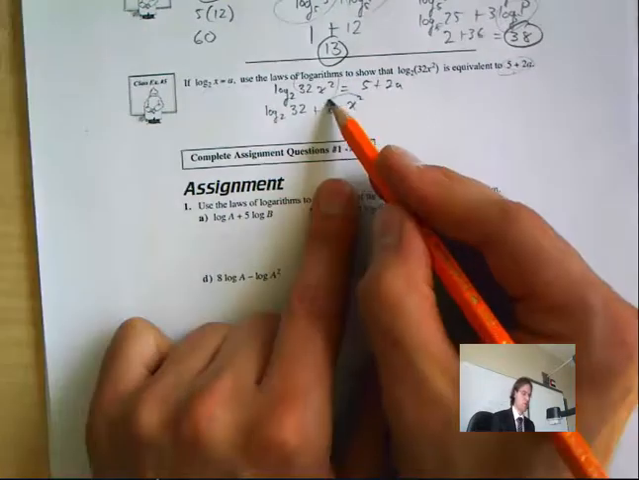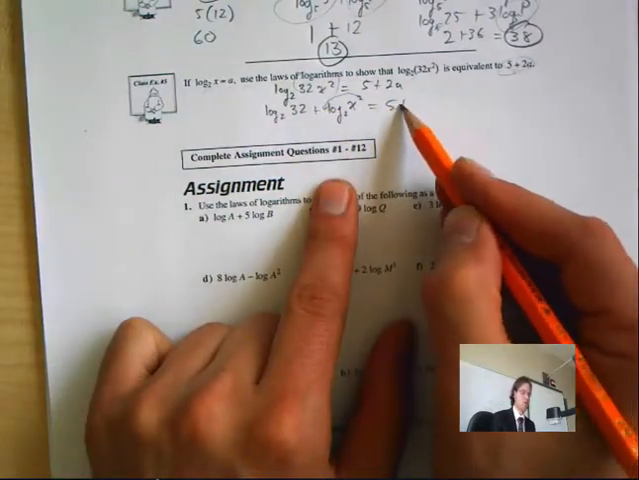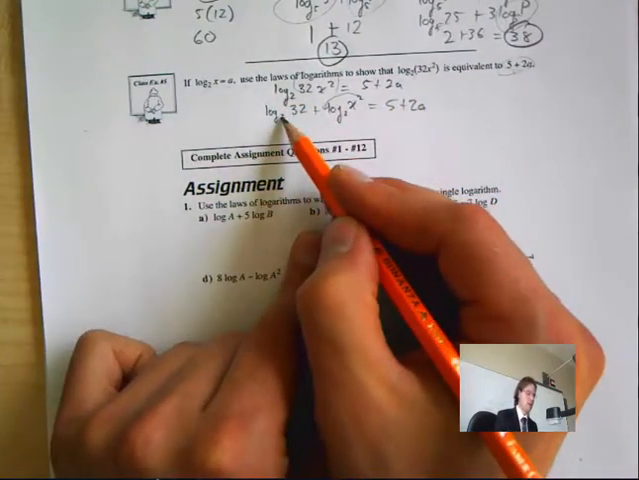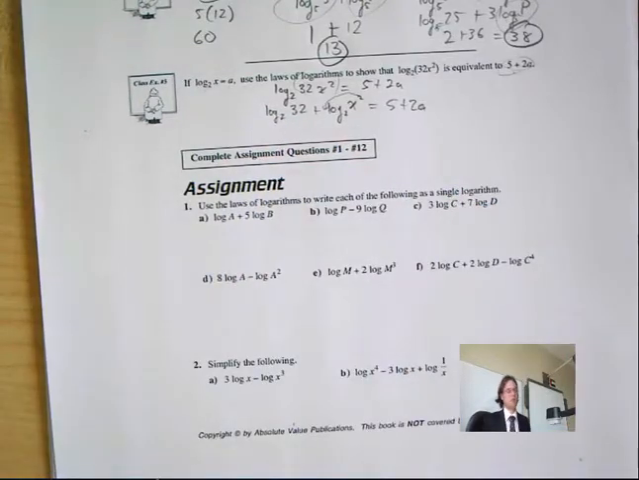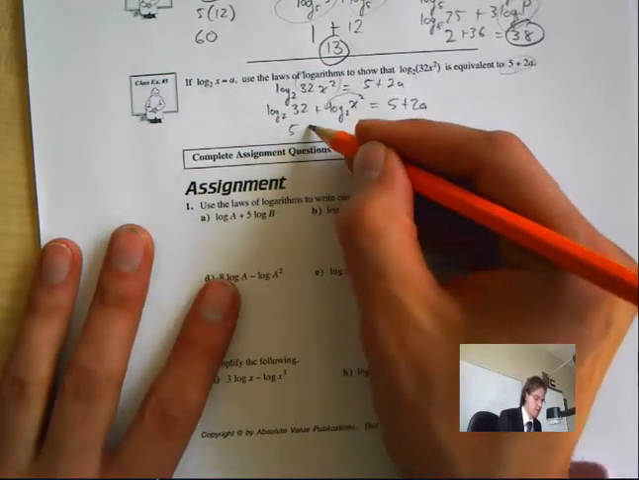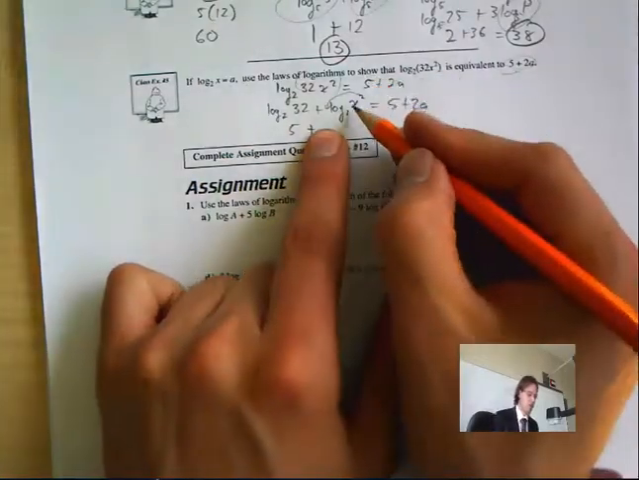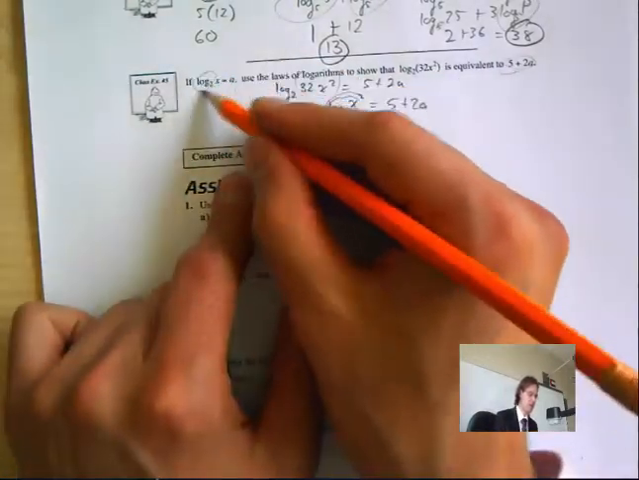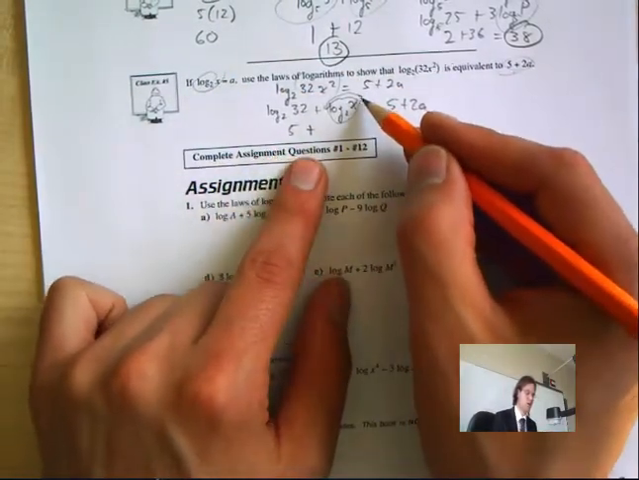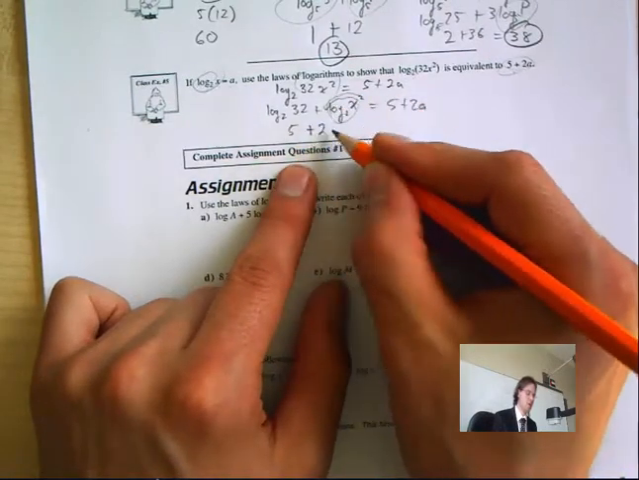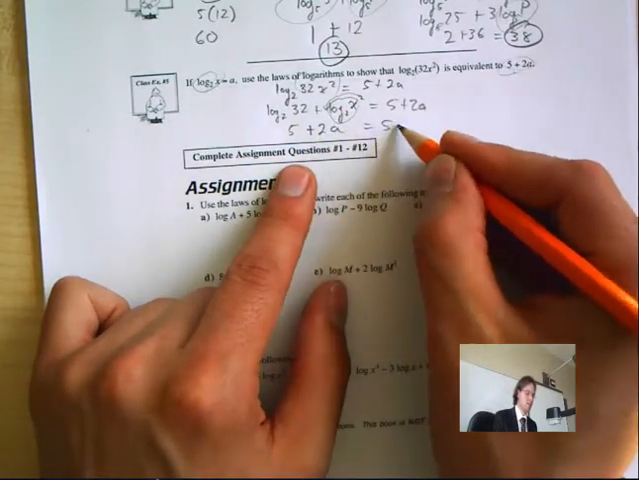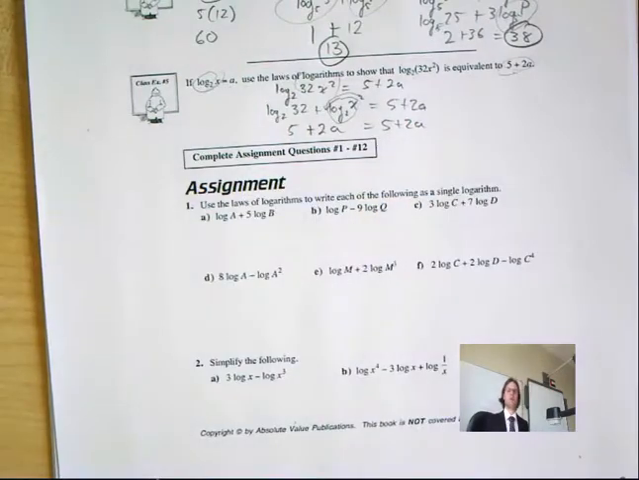Now, I could put this 2 down in front. This is all equal to 5 plus 2a. And this here, 2 to the power what is 32? That's 5. And I put this down in front, and we said log 2 of x is equal to a. And so we have to go 2 multiplied by that is 2a. And there we go. That's how we solve that.